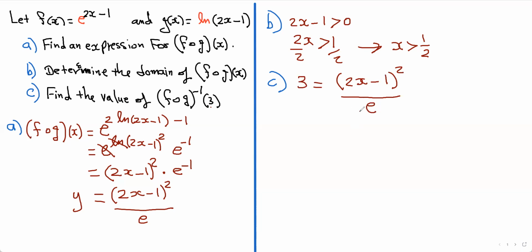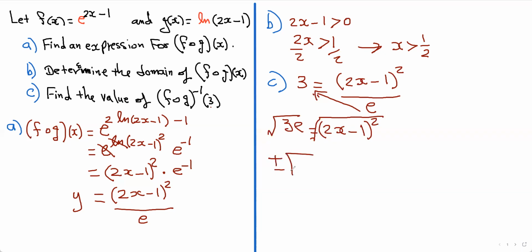Now we multiply the e into 3, cross multiply, and we get 3e equals 2x minus 1 squared. And at this stage, I'm going to square root both sides. So I'm just going to throw a square root here and square root there. And don't forget your plus or minus when you square root. √3e equals 2x minus 1. And I'm going to move the -1 to the other side, so it becomes +1. So I'm just going to write +1 right in the front there, and that would look better.